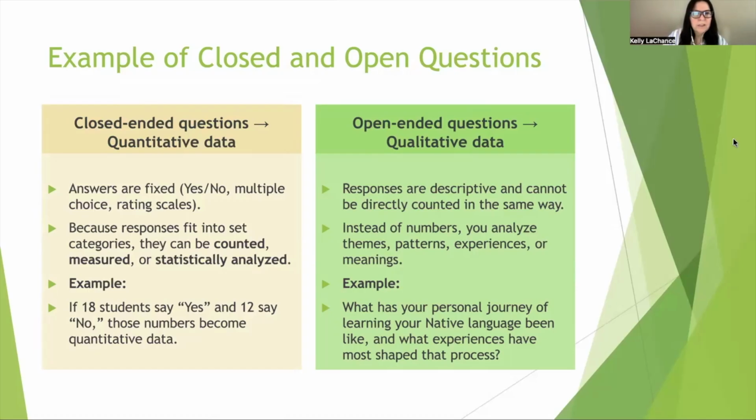So if 18 students say yes and 12 say no, those numbers become quantitative data. So that's just an example of what quantitative data means. So let's look over here at the open-ended questions, qualitative data. These responses are descriptive and cannot be directly counted in the same way as quantitative.